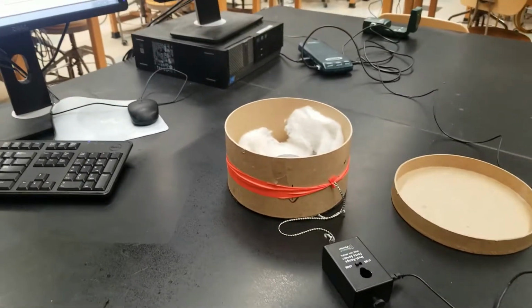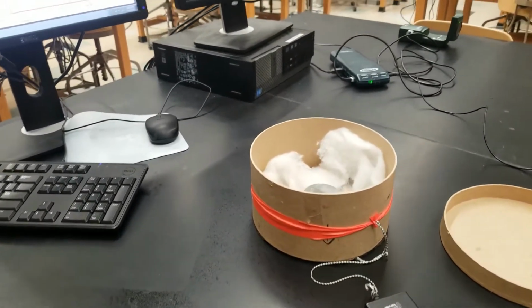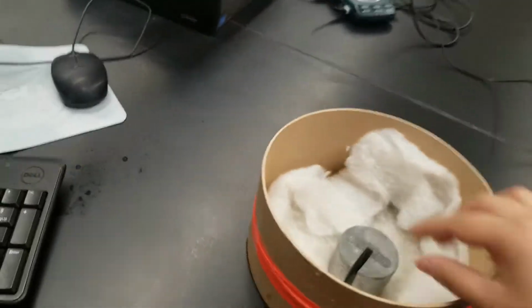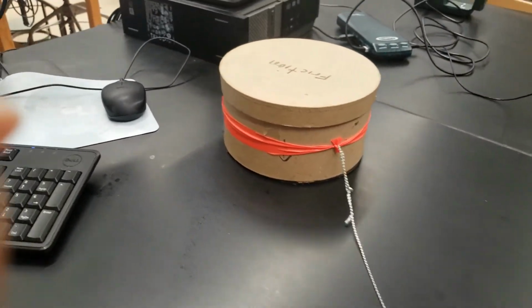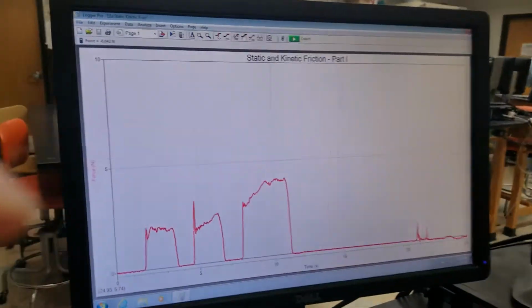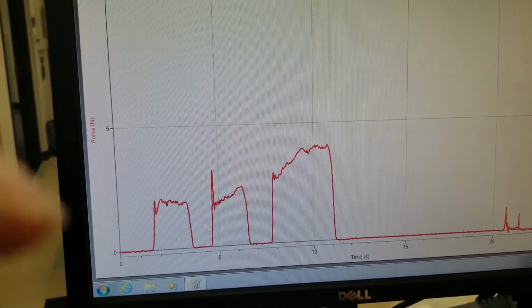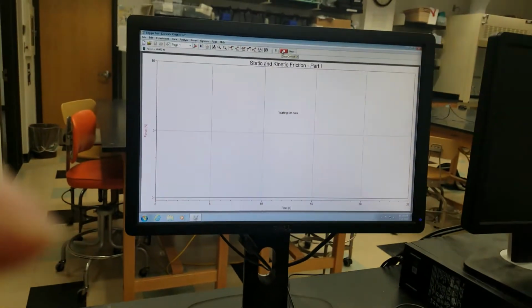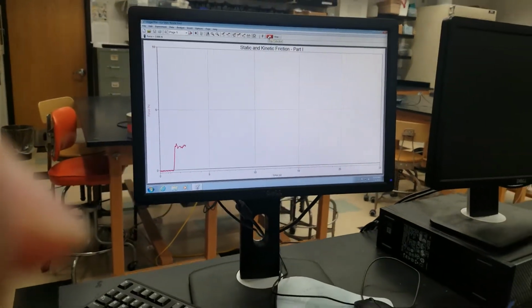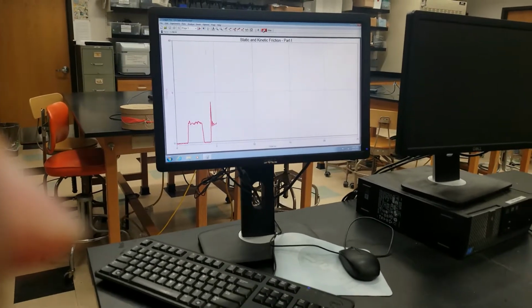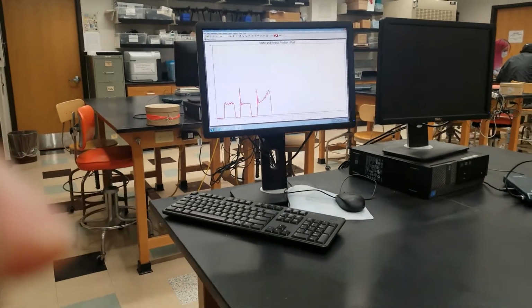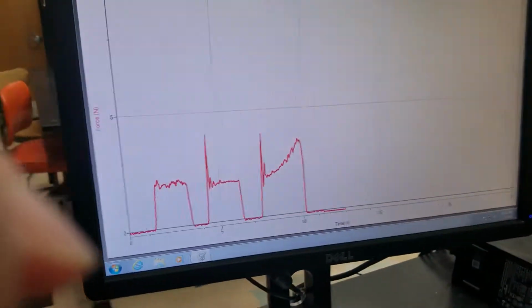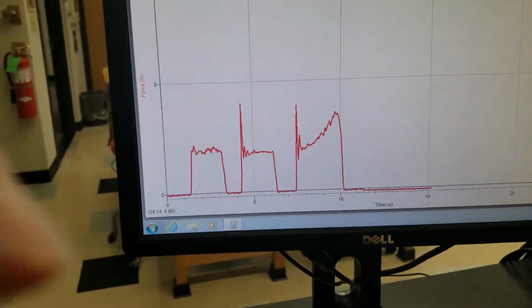So there are 3 parts for this experiment. First, I'm going to start part A. So I'm going to add 500 gram inside the box, and then I will use the force probe to pull this box here. And first, I'm going to start to collect, and let's see. Okay, so this is the data I collected.